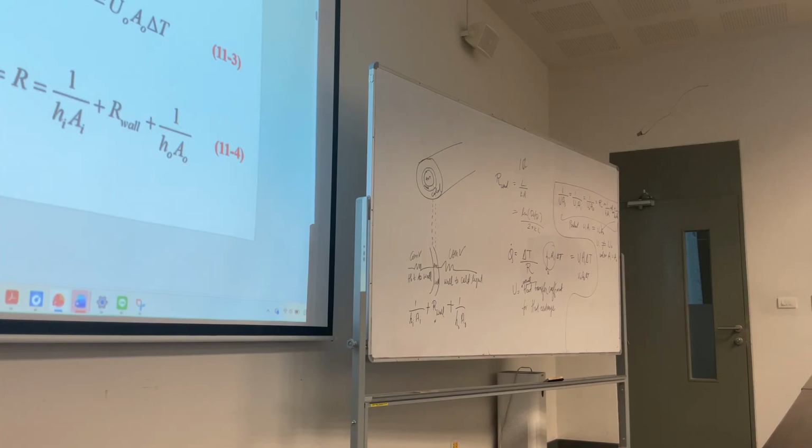What is written here? 1 divided by UIAI. U is overall heat transfer coefficient, A is the area. Okay, so 1 divided by UIAI is equal to 1 divided by U naught A naught. Okay, so this thing 1 divided by UIAI is equal to 1 divided by H1AI plus R wall plus 1 divided by H naught A naught. Okay, we are just replacing the chapter 3 stuff with the heat exchanger. Okay, so just remember this equation 11.4.